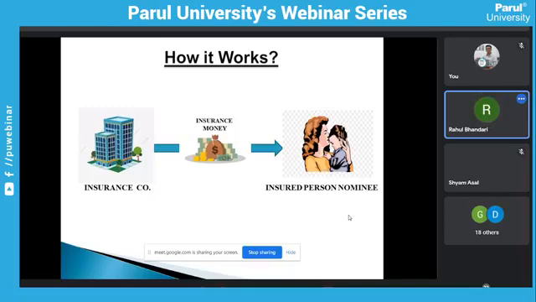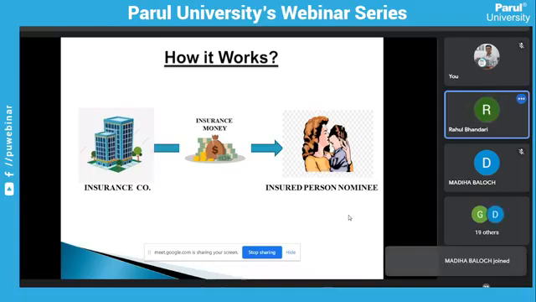So the party which suffers financial loss and receives compensation due to an uncertain event is called the insured party. Now here comes the party which pays the compensation. The party which pays the compensation is called the insurer. We can say an insurance company.